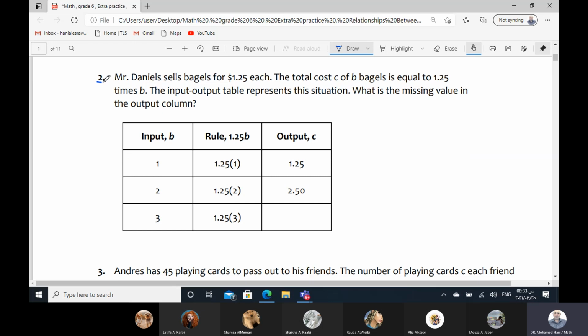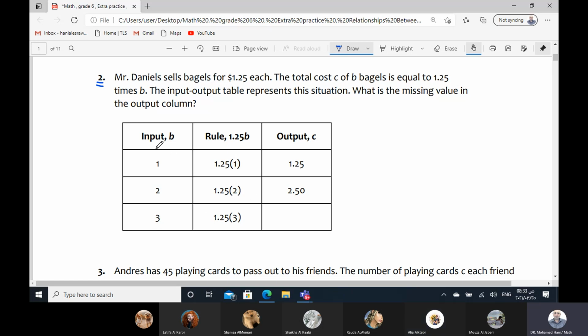Who can read exercise number 2, please? Mister, can I read it? Okay, Alia. Mr. Daniels sells bagels for $1.25 each. The total cost C of B bagels is equal to 1.25 times B. The input-output table represents this situation. What is the missing value in the output? Correct. Okay, thank you, Alia.